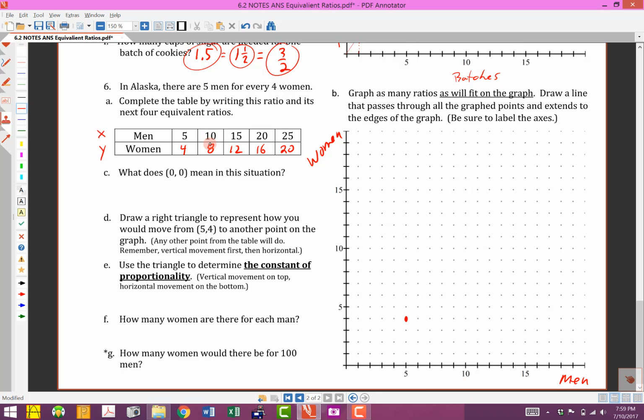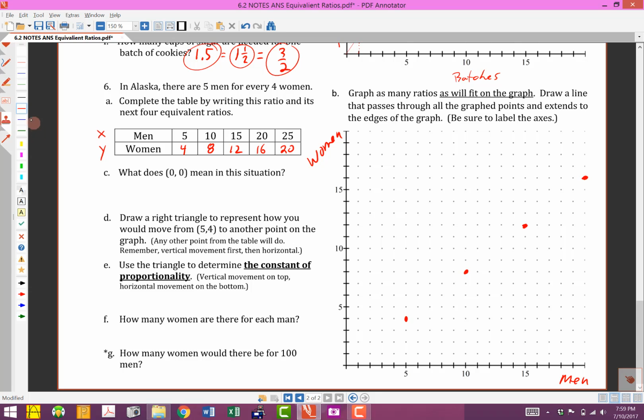And then 10 men and 8 women, 8 would be right there, so we're going to go right there. 15 men and 12 women, we'll follow that straight up. 12 would be right there. And what's a little bit comforting is it looks like things are lining up so far, and then we get 20 and 16. So 20 is right at the end of the chart here, and then 16 would be right there.